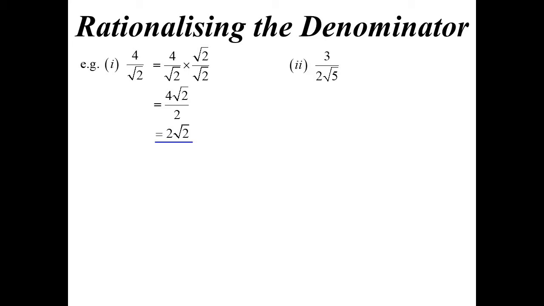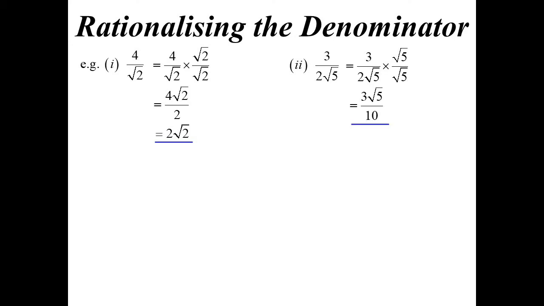By the way, I put this one here just to highlight: you only need to multiply by the surd. I mean, it would work if I multiplied by 2 root 5 on 2 root 5, but it means that there'll be more cancelling to do later on. So, make life easy for yourself. Just multiply by the surd, so the root 5, and we get 3 root 5 on 10.